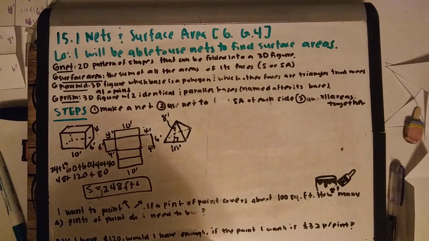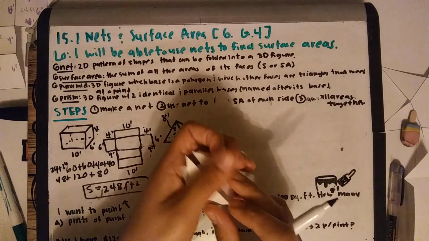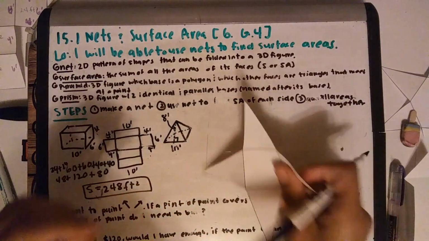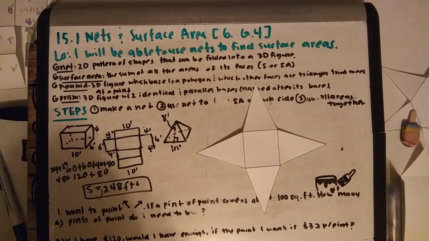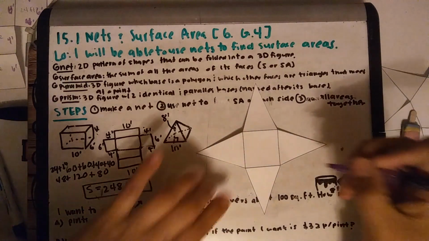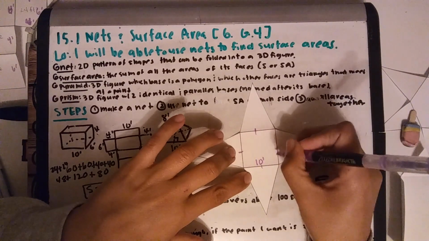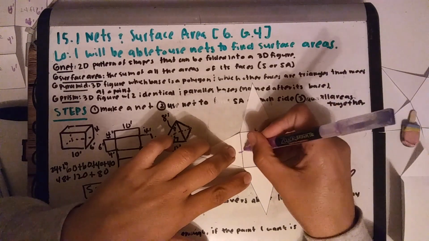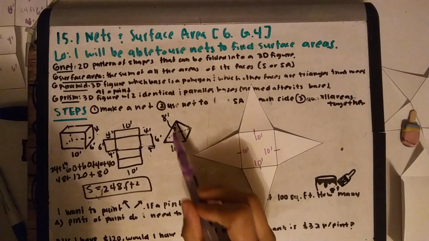Okay, right here we have a pyramid, a square pyramid, so it's basically this. So if you have your 3D shape, when you open it up, it's gonna look just like that. Okay, so let's go with this so it's easier for you to see and for me to label it. So we know that this is 10 because it's a square pyramid. All of these are gonna be the same, so all of them are gonna be 10 feet. Okay, and then the only other thing we need is the height of the pyramid.